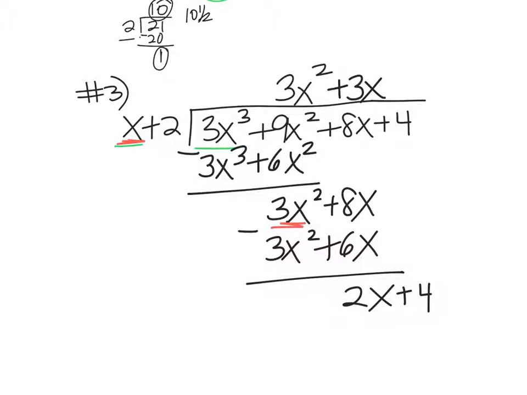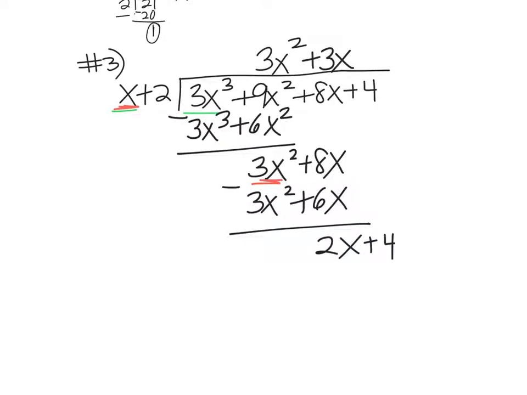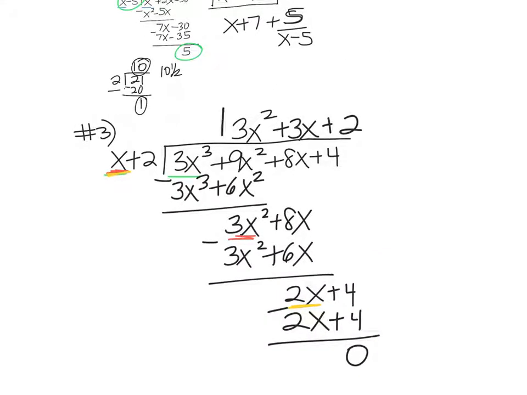Do it one more time. We're almost there. Now we're looking at x and 2x. So x times what is 2x? That would be 2. 2 times x is 2x. 2 times positive 2 is 4. And we get a remainder of 0. Okay? And so your answer to this problem is this right here. There it is.